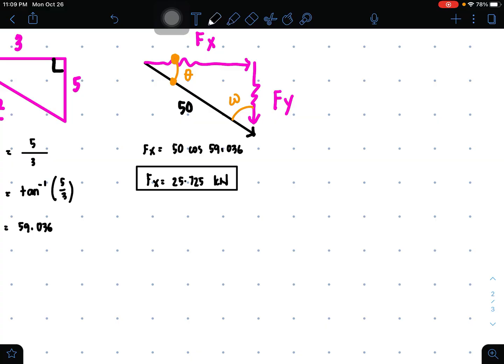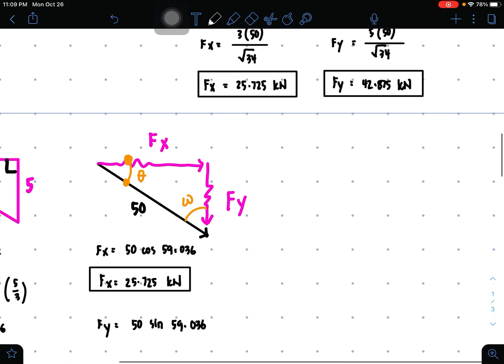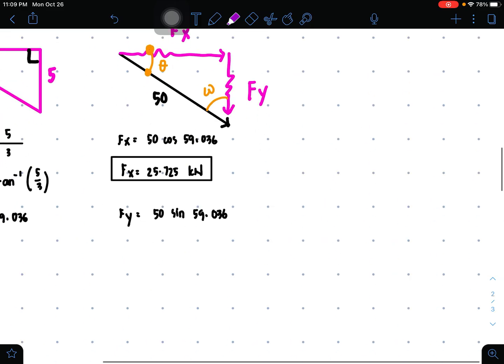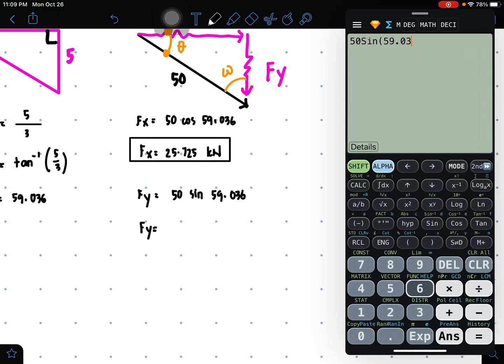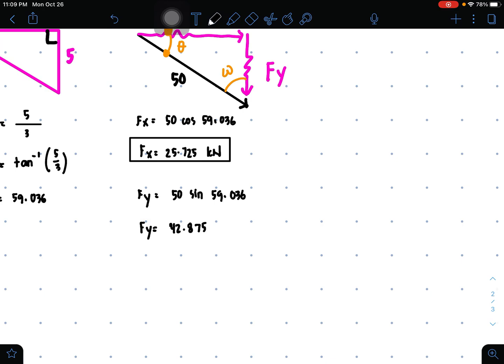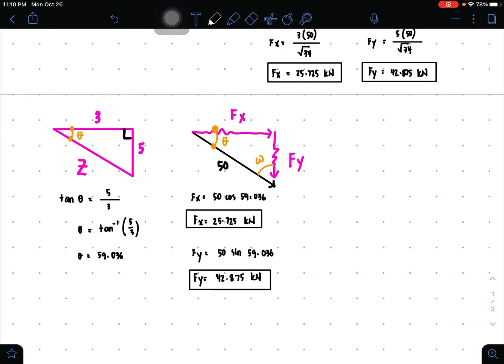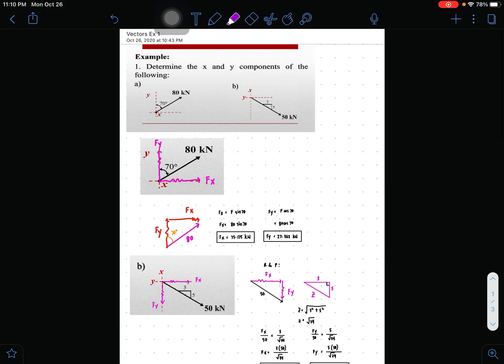So if that's the case, then let's continue solving for fy. Fy is opposite to that angle. So if that's opposite, then that would be 50 sine of the angle theta, 59.036. And we're expecting a value to be 42.875. So fy is equal to 50 sine of 59.036. So that's 42.875 kilonewtons. And somehow it coincided with this. So that's example number 1. Let's proceed to our example number 2.